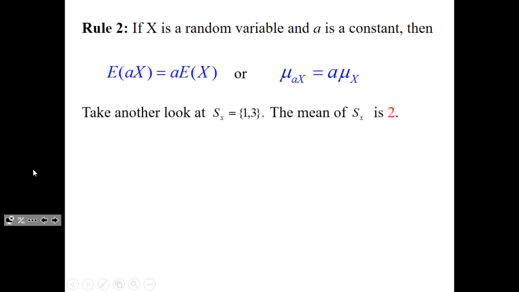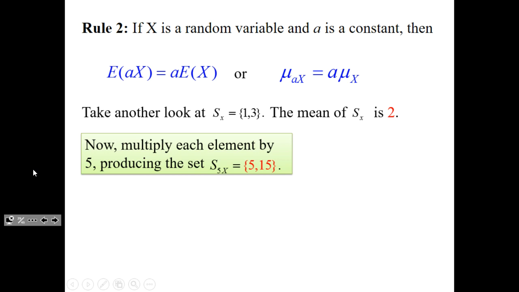Now let's look at that group again. The mean of 1 and 3 turned out to be 2. In this case, let's multiply everything in the set times 5. So now we get 5 and 15.